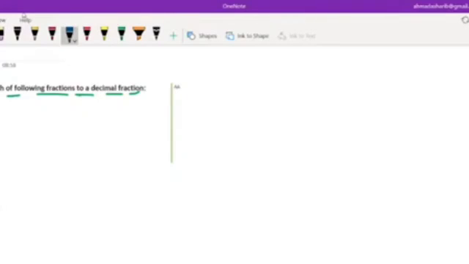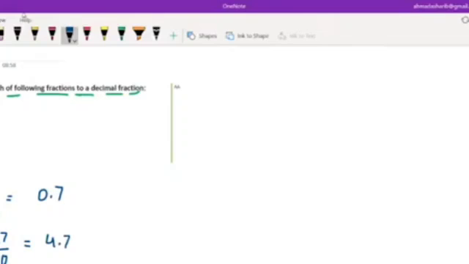It is 7 upon 10. So there is only 1 0 in the denominator. So what you have to do, you have to put decimal after 1 digit in the numerator. So it will be 0.7. Okay. Second question, 47 upon 10. Since there is only 1 0 in the denominator, so you will put decimal after 1 digit in the numerator. So answer will be 4.7.